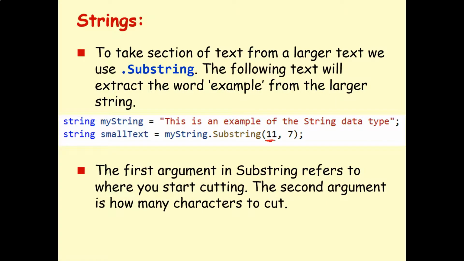So the first number here tells it which position to start cutting, and the second number is how many characters to take. So in this example, E is position 11. Remember, the spaces are included. And then it takes 1, 2, 3, 4, 5, 6, 7 characters. So it will extract example from the larger text.